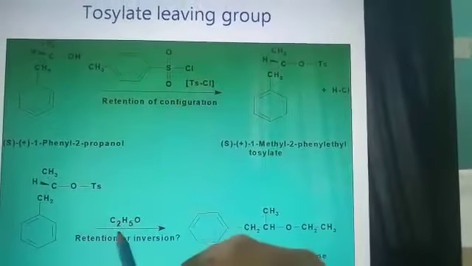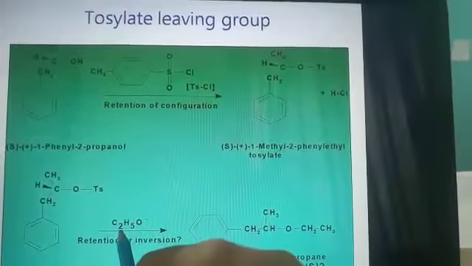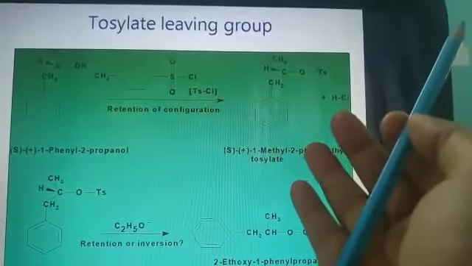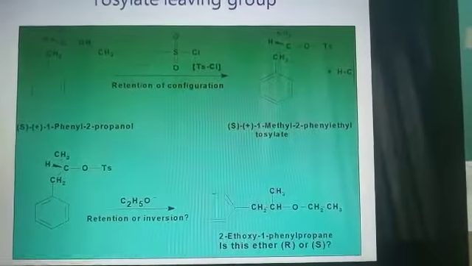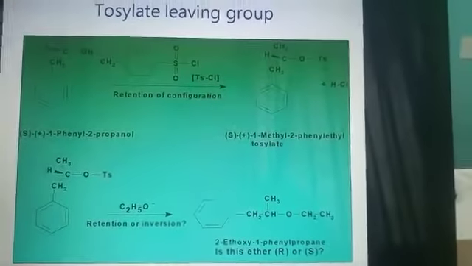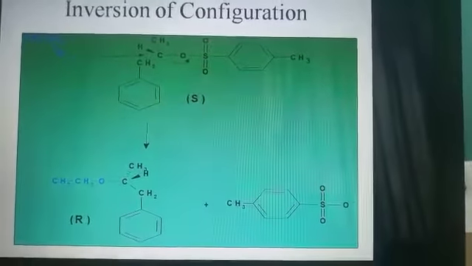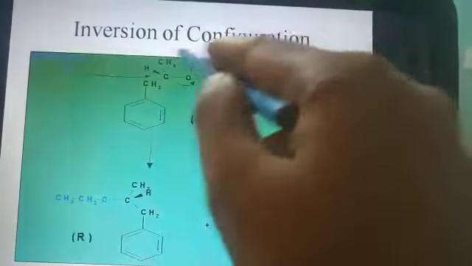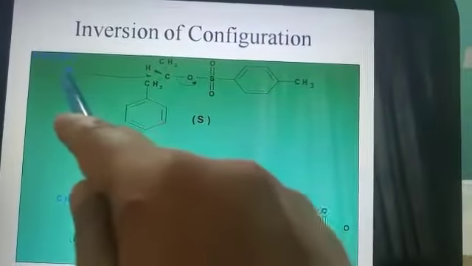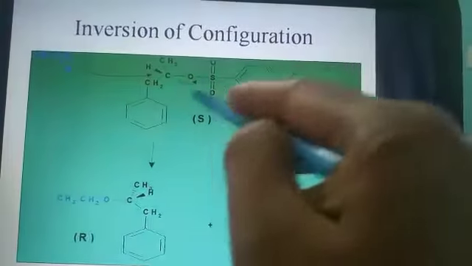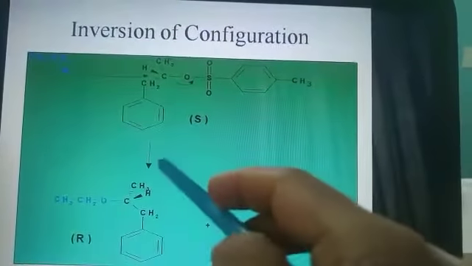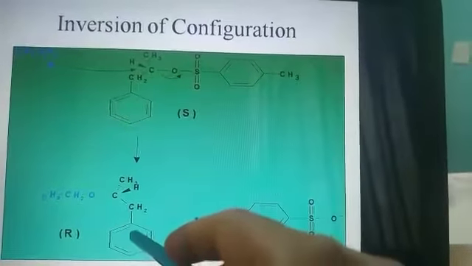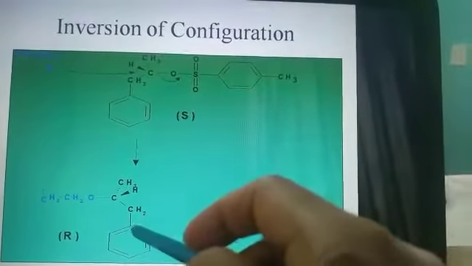Now we can treat it with ethoxide anion. So let us see whether it's a retention of configuration or inversion of configuration, so that we can identify whether it is an SN1 or SN2 pathway. Here we can see, if we treat the ester with ethoxide anion, it will attack from the backside, leaving the group, tosylate anion, and here is inversion of configuration. So it's an SN2 reaction mechanism.